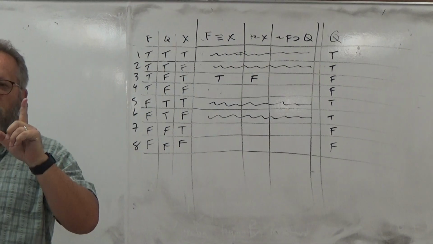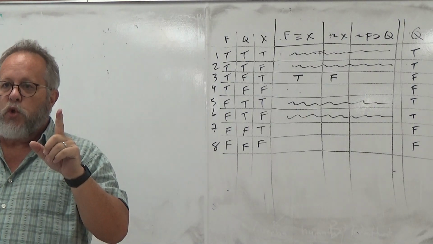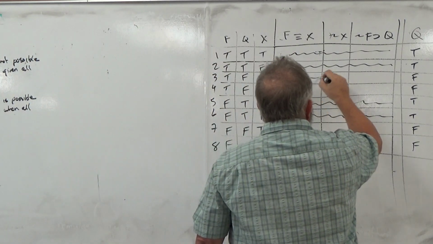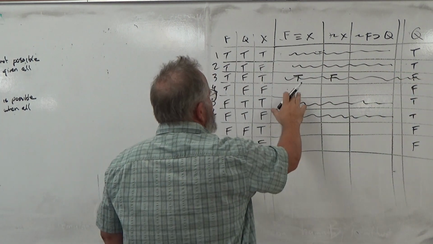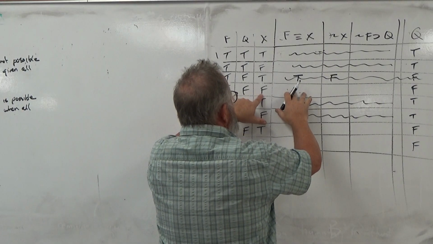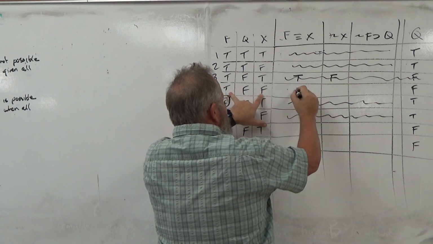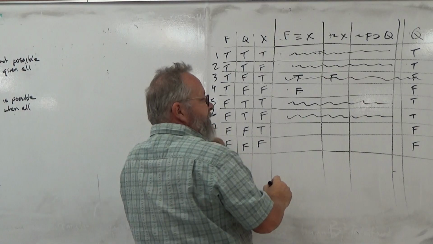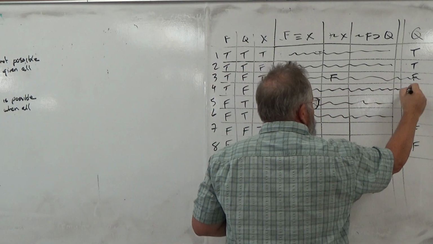Remember, I'm looking for a case where all the premises are true. Are all the premises true here? No, so we can eliminate this. We're no longer considering line 3. So let's go to line 4, okay? F is true and X is false. So true if and only if false is false. What does that tell me? That tells me I can eliminate this line from consideration.